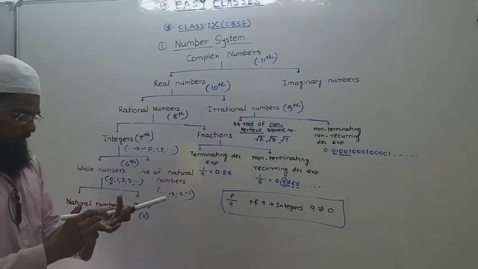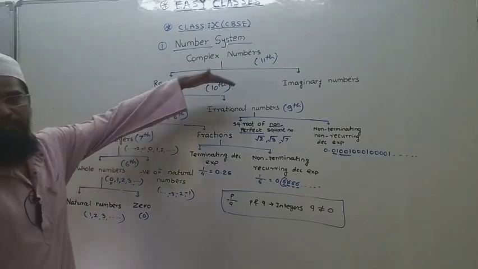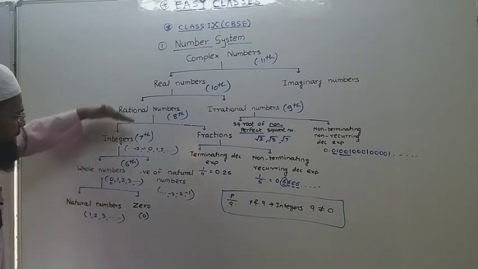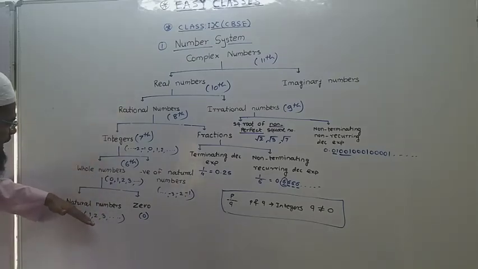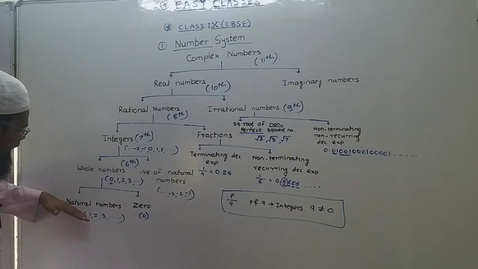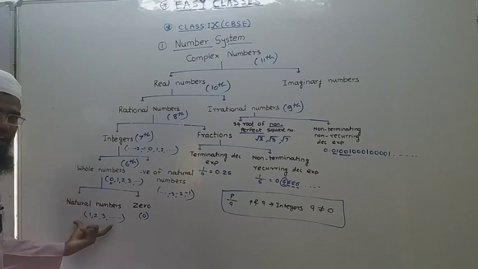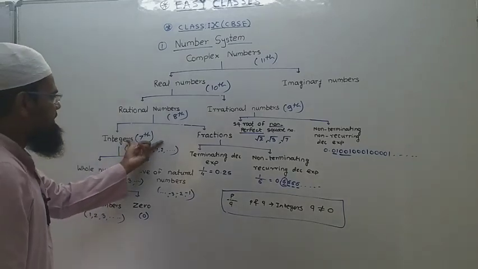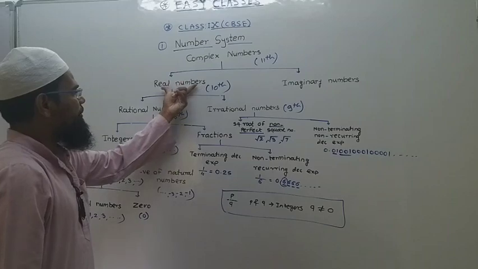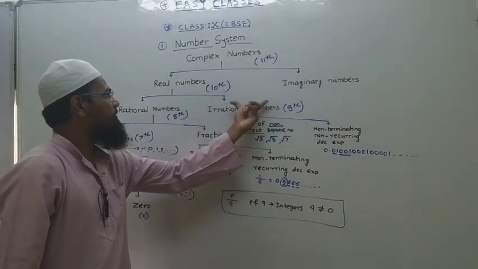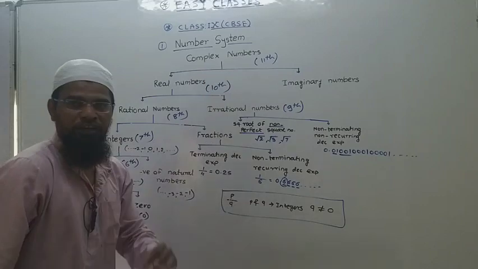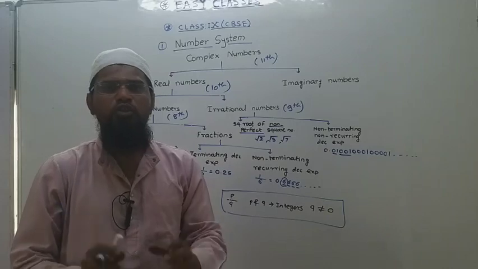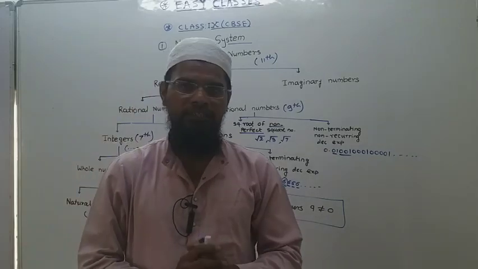Basically, the number system is actually a linking. In a very early class we studied natural numbers, whole numbers in class 6, integers in class 7, rational numbers in class 8, irrational numbers in class 9, real numbers in class 10, and complex numbers in class 11. So this is the linking of the number system. This is the basic introduction to the number system.